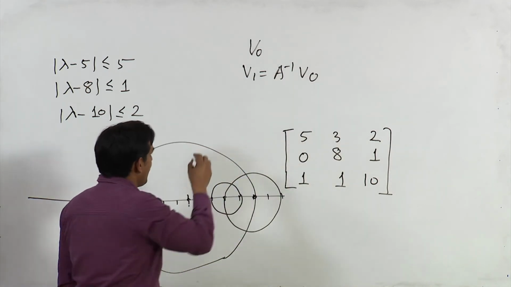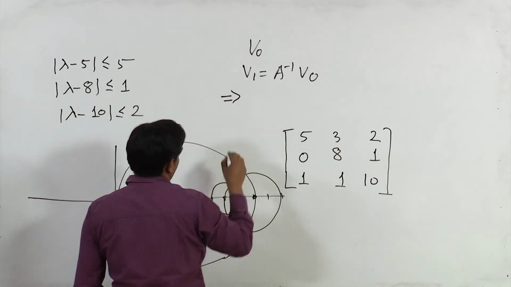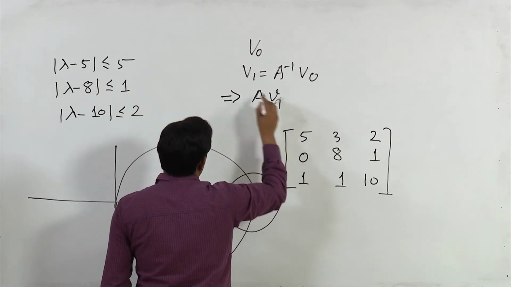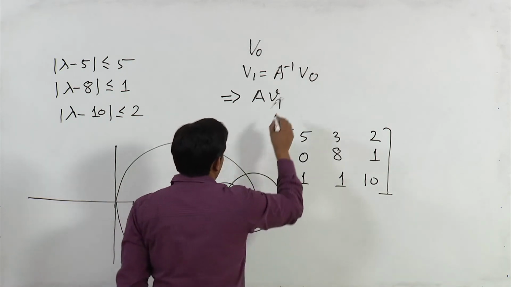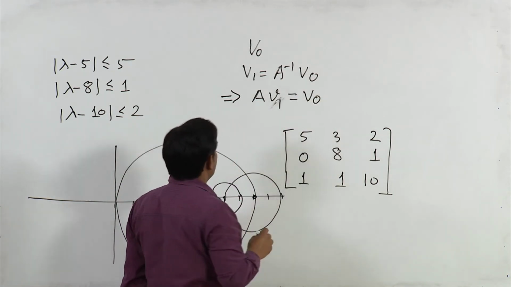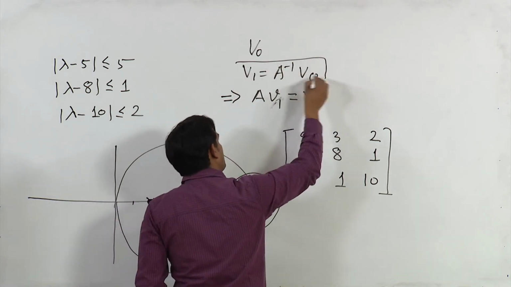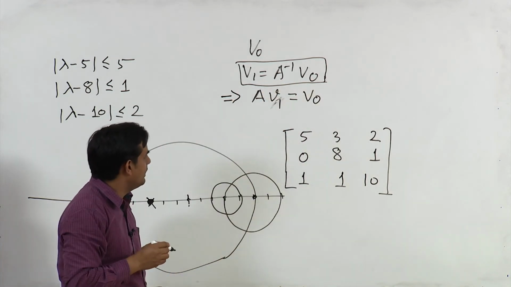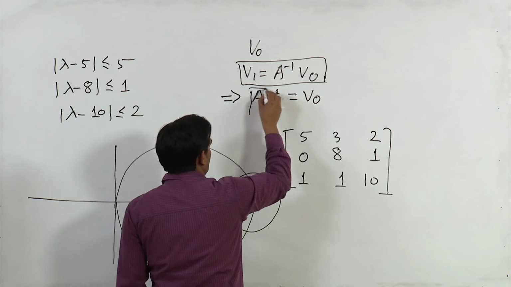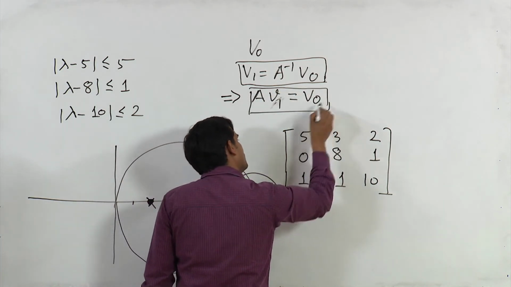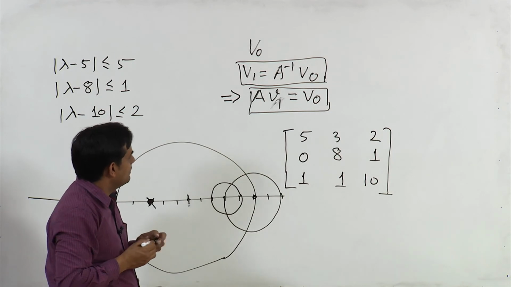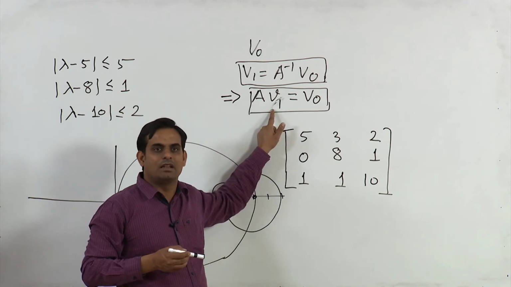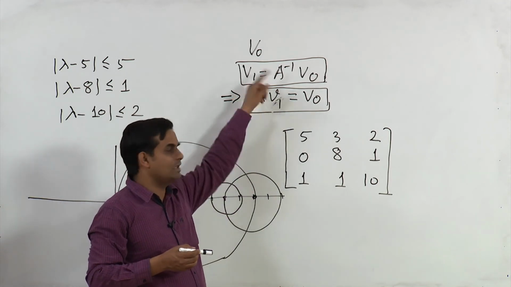So, what I will do? Here I will multiply both sides by A. So, my A V1 will become V0. So, instead of finding V1 with this iterative process or from this multiplication of a matrix with a column vector, I will be having a linear system of equations, and V0 is known to you, A is known to you. So, you can find out V1 directly from here without using A inverse.